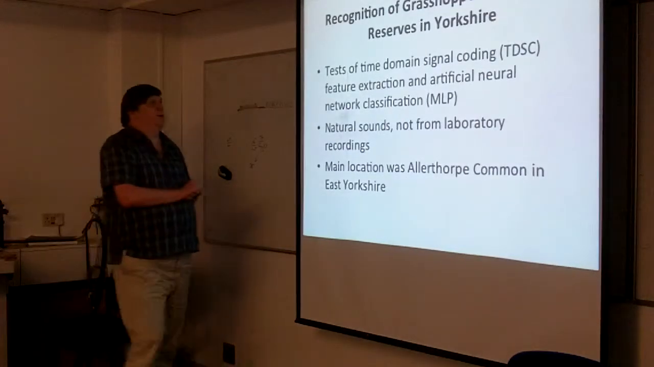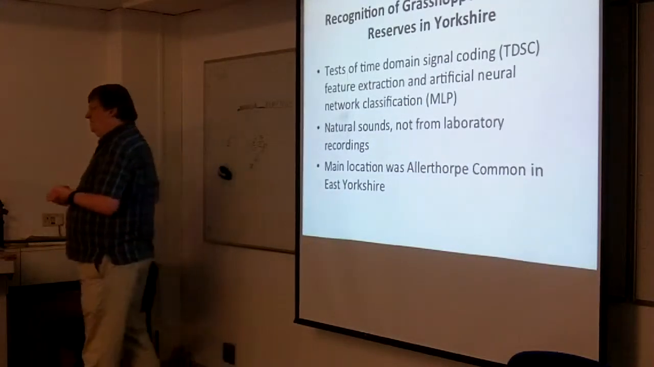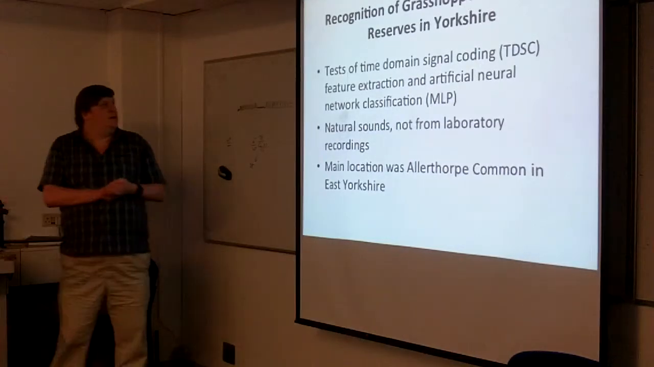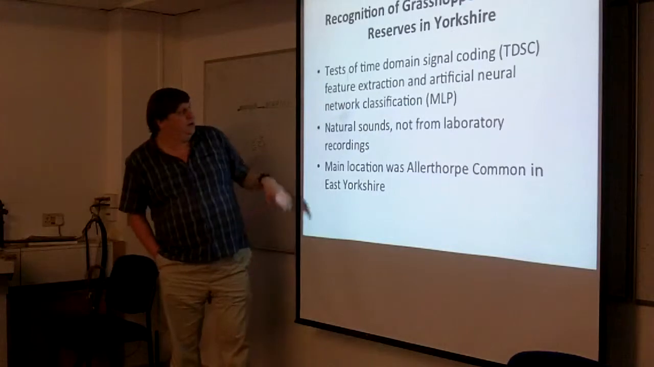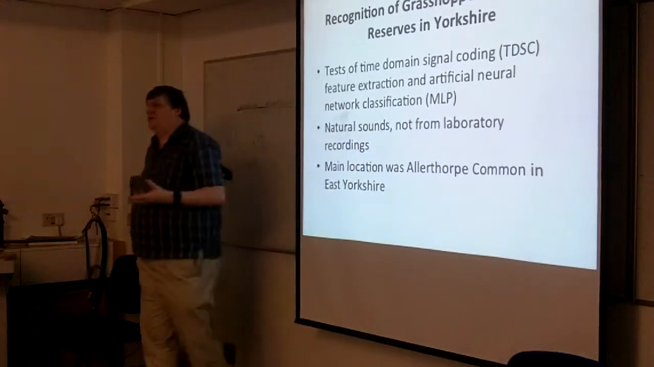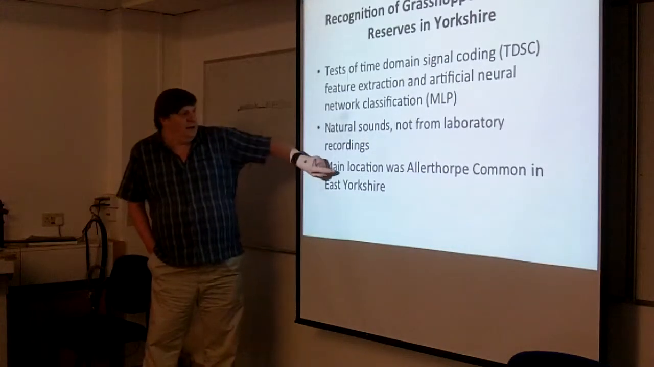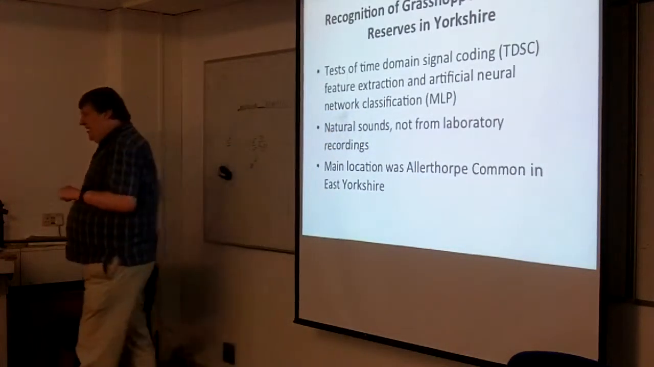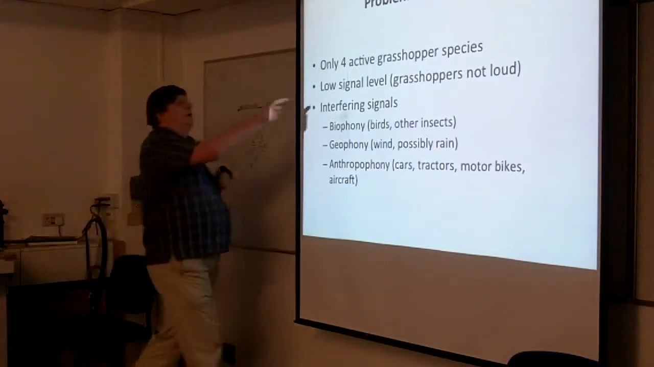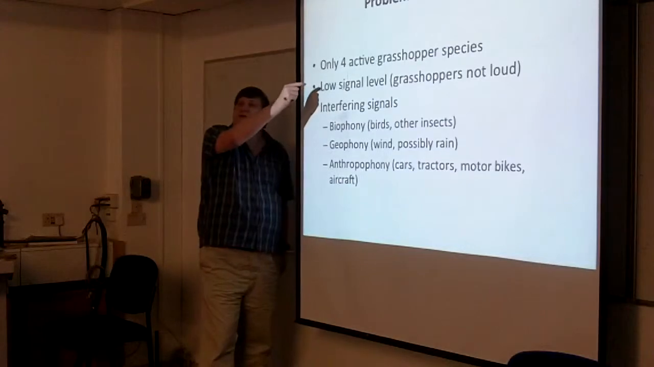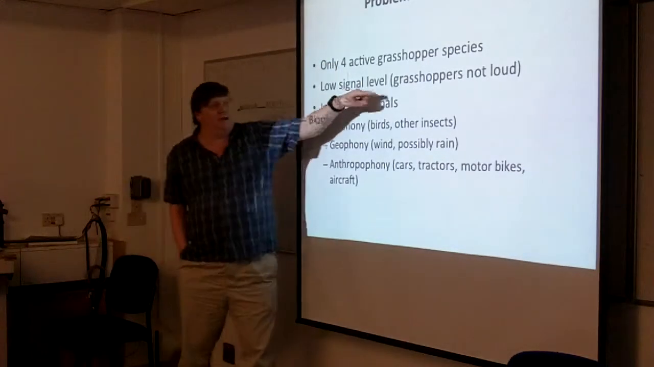So let's have a look at some examples. This is work I've been doing here at the university. Used time domain signal coding features and artificial neural network for classification. Using natural sounds, in other words, we're not using laboratory-based recordings, we're actually using real sounds from the field. Althorp Commons, just about 10 miles east of here. Biggest problem we had is we're only interested in the grasshoppers. There's only 4 species potentially singing. Low signal level, they're not loud.